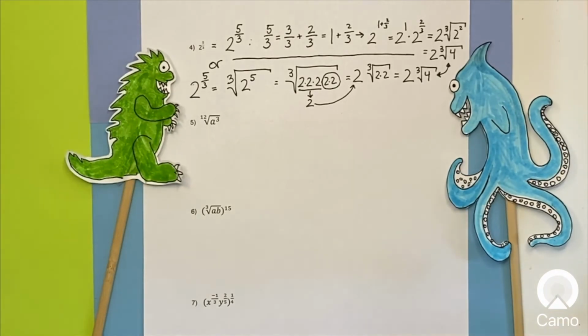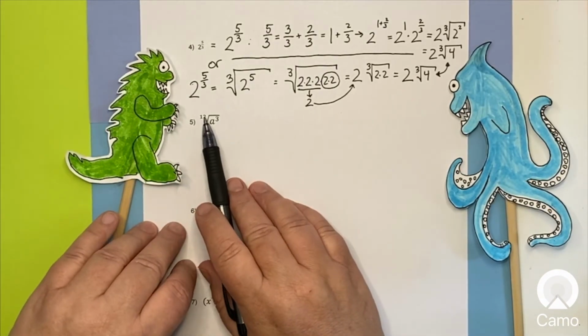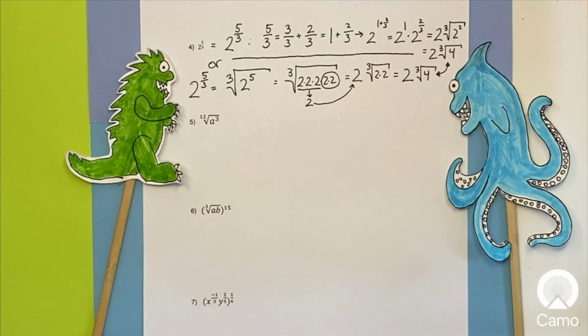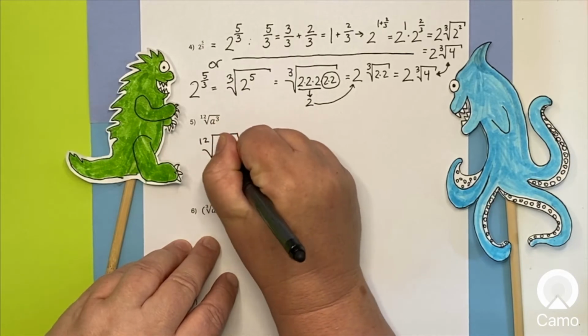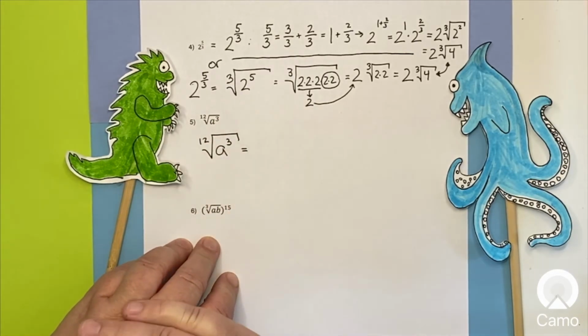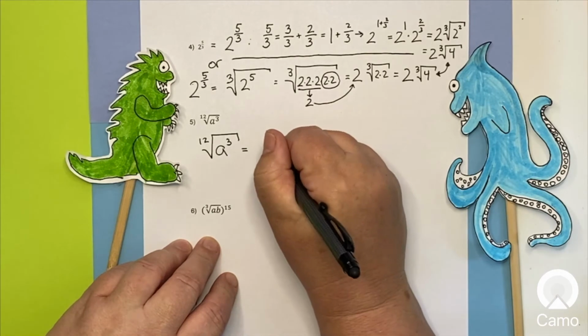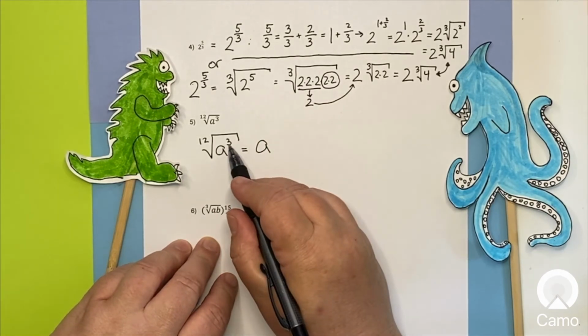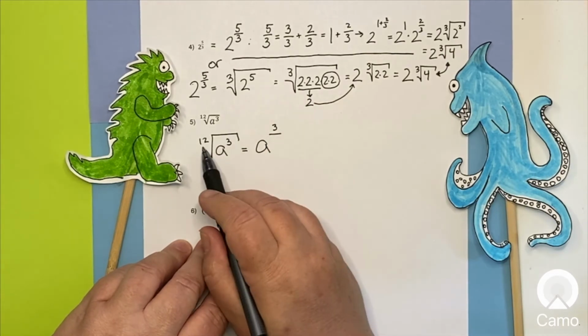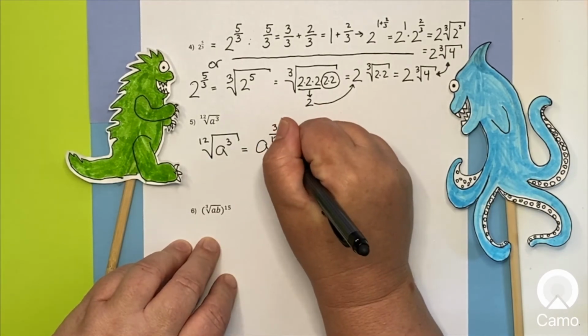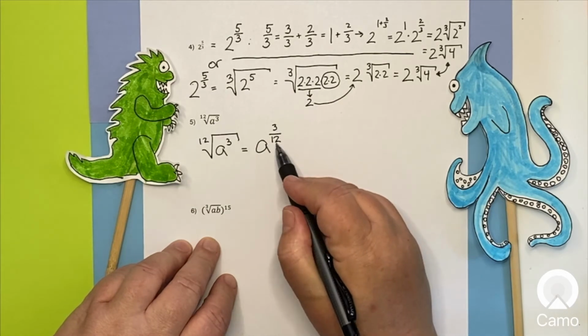Okay, next up, the 12th root of a cubed. Now, this is an example of a problem that can be dealt with as a radical, but I think a lot of people have an easier time of seeing what is going on if we write it out with fractional exponents. So I'm going to write this out as a, and then the exponent of a inside goes on top. The index of the radical goes down below. So we've got a to the 3/12.